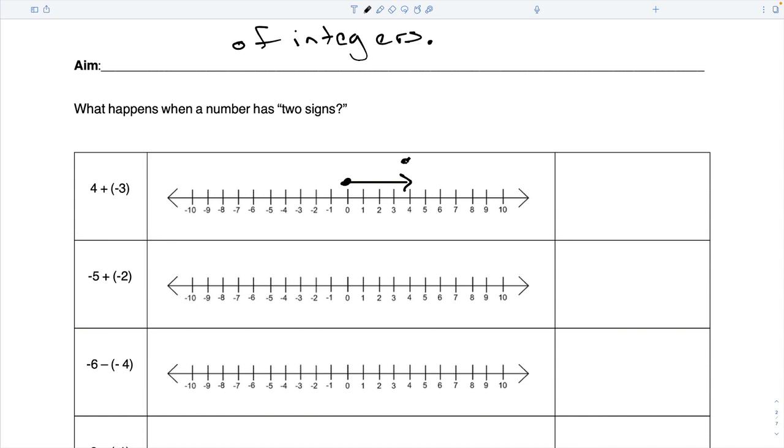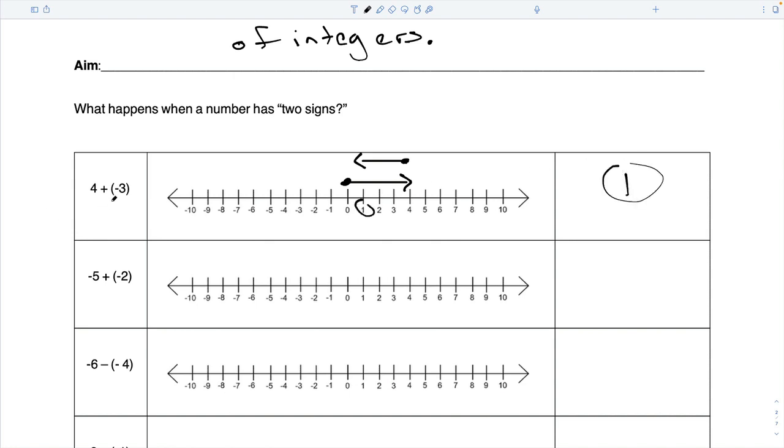And they're saying what number enters the battlefield next? A -3. Mason, which way do I go to show -3? To the left. 1, 2, 3. What would the answer be? What is 4 plus a -3, Daniel? 1. It's a positive 1. You ended there on the number line.